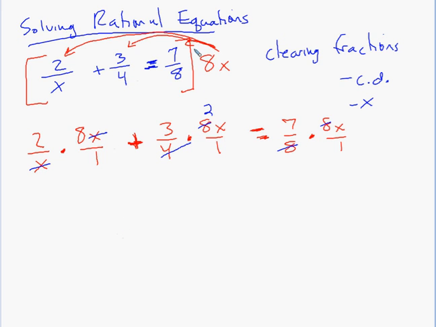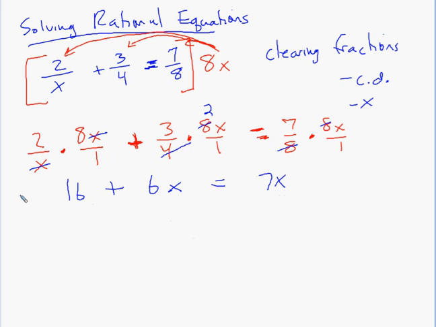Essentially, and you can do this part in your head, when I distribute 8x to the first fraction, x cancels with x and leaves an 8. And when I distribute to the 3/4, 4 cancels with 8, leaves a 2x. And in the last fraction, 7/8, 8 cancels with 8 and leaves 1x. So top times top, 2 times 8 is 16, plus 3 times 2 is 6x, equals 7x.